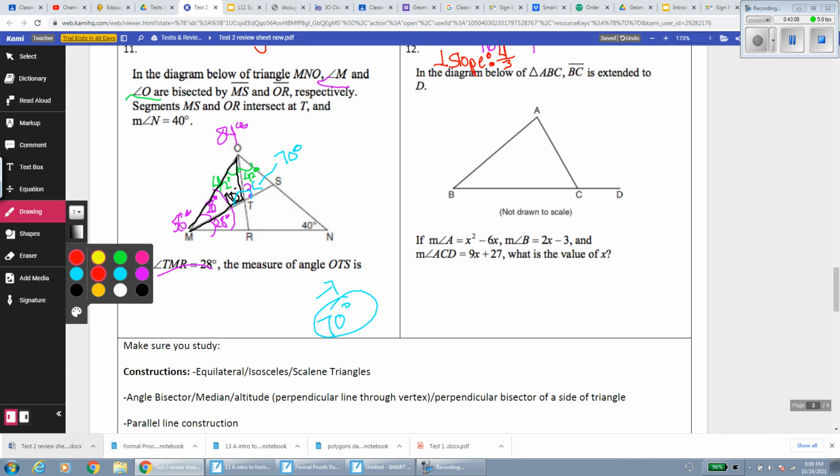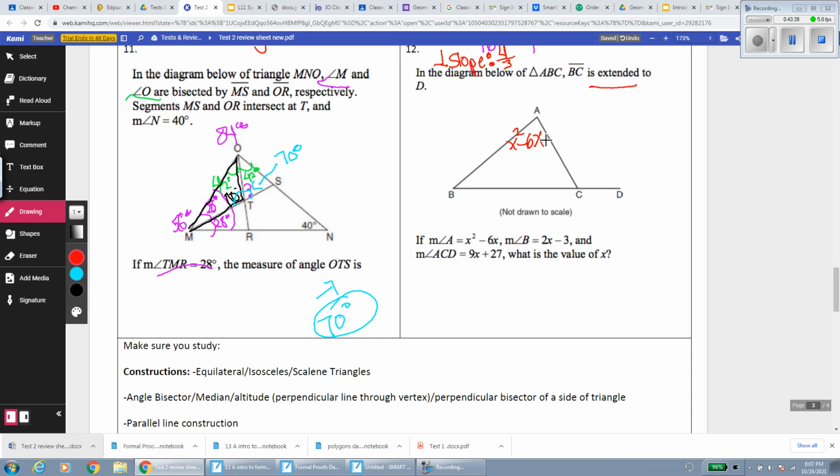In the diagram below of triangle ABC, BC is extended to D. Ooh, so we have an angle that's outside of the triangle. I see that in the diagram already. If you see that a side of the triangle is extended somewhere, that's a keyword that you're going to have an exterior angle. So they tell us that the measure of angle A is x squared minus 6x.